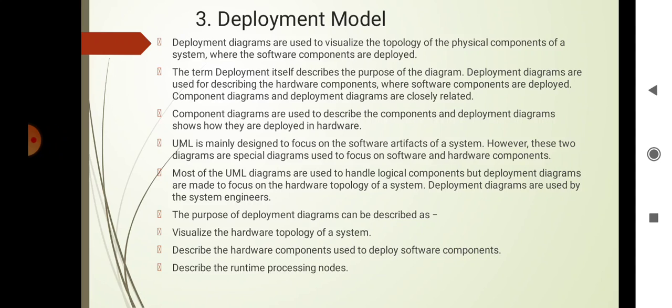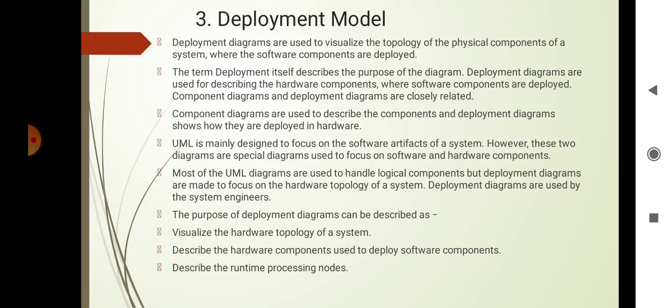Here the deployment diagrams are used to visualize the topology of the physical components of a system, where these components are deployed. The term deployment itself describes the purpose of the diagram, and these diagrams are used to describe the hardware components where software components are deployed. Component diagrams and deployment diagrams are closely related, but component diagrams are used to describe the components and deployment diagrams show how they are deployed in the hardware.